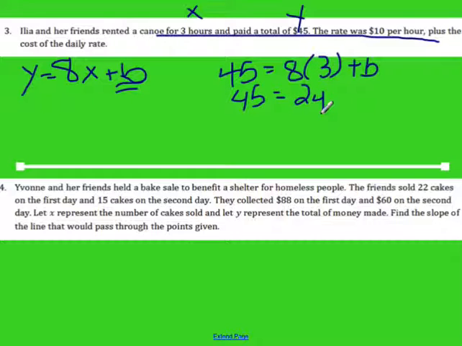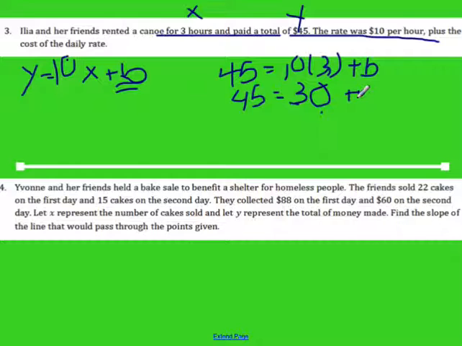Oh, it's $10, not $8. Oh, geez, Miss Humbert, you are a mess. Okay, so let's go ahead and fix that. This should be $10. I'm sorry, you're probably wondering what I was doing.